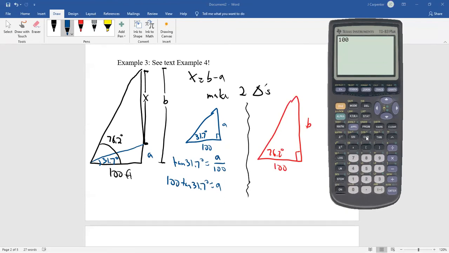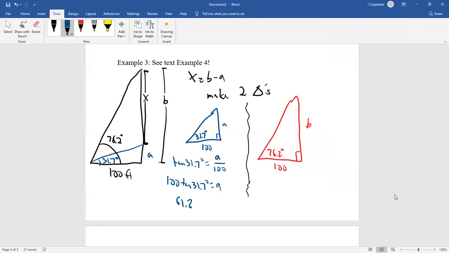100 times the tangent of 31.7. Here we go, and we're going to hit enter. And what we come up with is 61.7 blah, blah, blah. Let's keep this to rounding to the nearest tenth, which will be 61.8. So 61.8 is equal to A. And let's put the units as what they should be. We're talking about feet, so 61.8 feet would be equal to A.